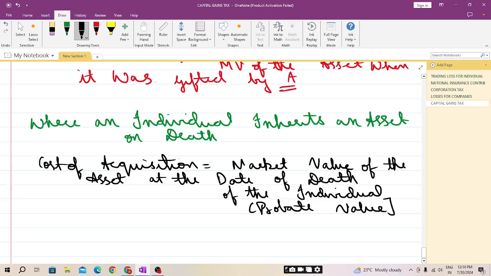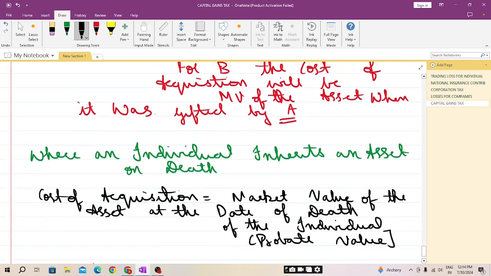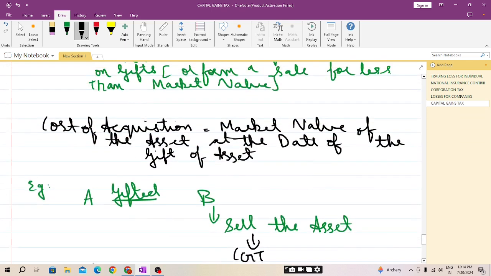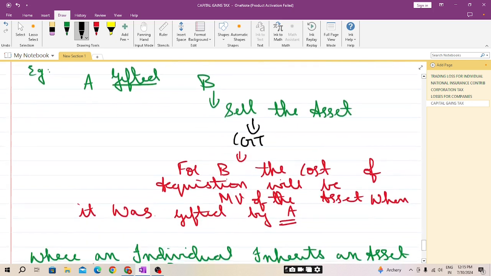Disposal proceeds less selling cost will give the net proceeds, then less allowable deductions: cost of acquisition, less incidental cost of acquisition, less capital improvement. So now we have studied what the cost of acquisition will be. If a person acquires an asset as a gift, it will be the market value of the asset at the date of the gift, and the cost of acquisition will be the market value of the asset at the date of death when an individual inherits an asset. I hope this is clear, students.